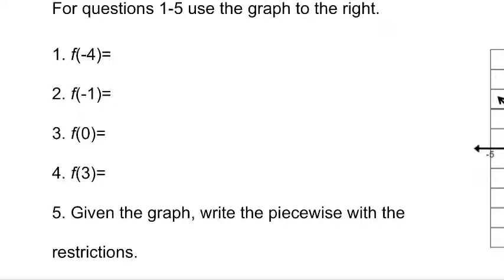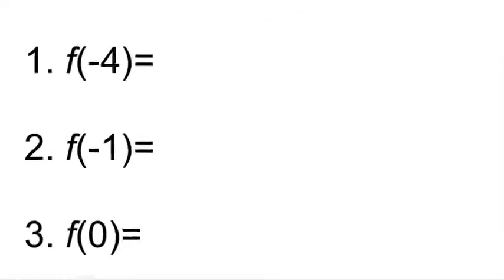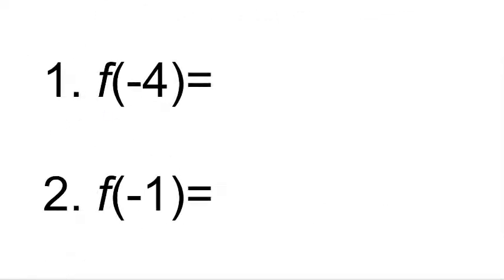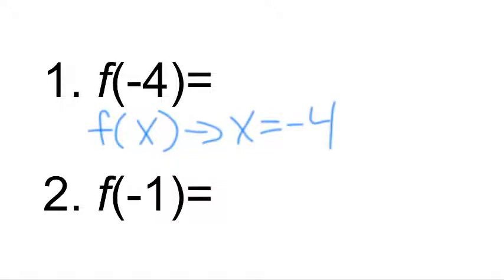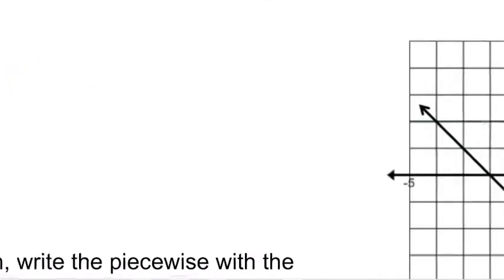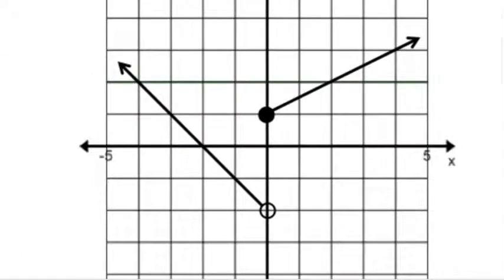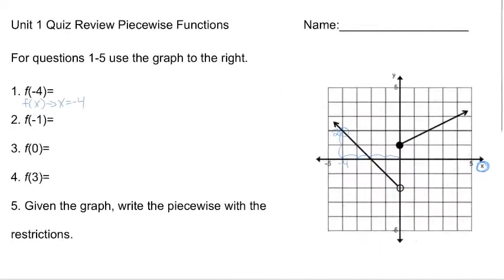So for the first one, if we're given f of -4, that is the same thing as saying f of x. So that is telling us x equals -4. Well, when we go to our graph, we're looking for x is -4. So our x-axis is our horizontal axis. We're going to go over to -4. X is -4. Our y is +2. So our answer for the first one will be 2.